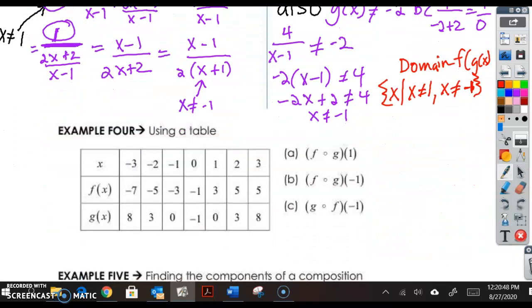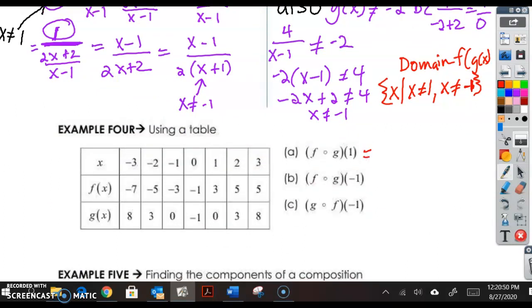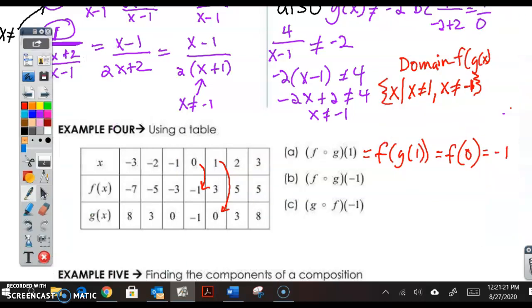Using a table. So f of g of 1, think of that as f of g of 1. Okay, so we always start on the inside of the composition. What is g of 1? Well, here's my 1. When I input 1 in for x into g of x, I get 0. So I'm going to go ahead and rewrite this as f of 0. Now what's f of 0? Well, when I put in 0 into f of x, I get negative 1. So that is negative 1. So number 2, f of g of negative 1.